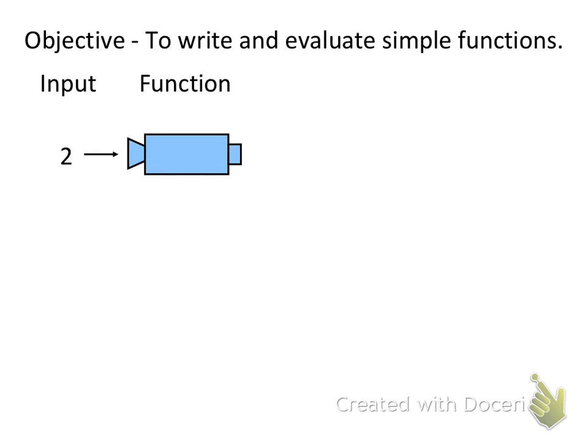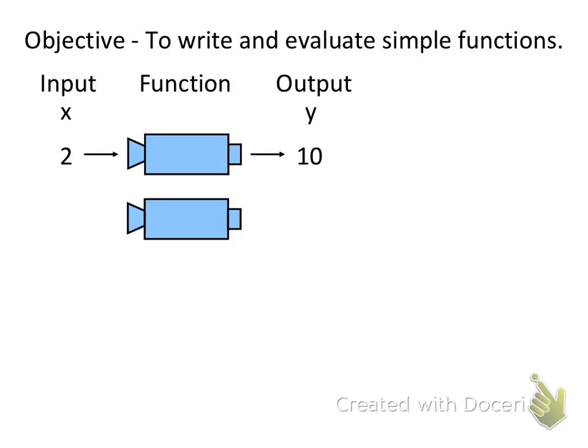Okay, so I have a number machine. I put a 2 in, and I get an output of a 10, okay? What I put in is what we call our input. That would be the X. Our X is always the input. I put something into the machine, and the output is my Y, or the number that comes out. So if I put a 3 in, what would come out?